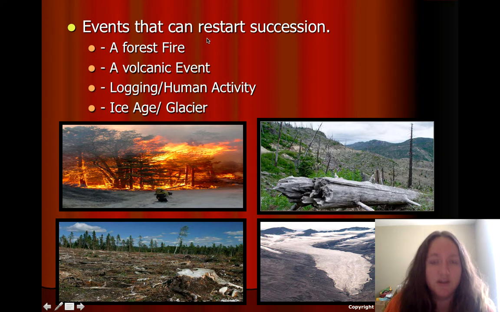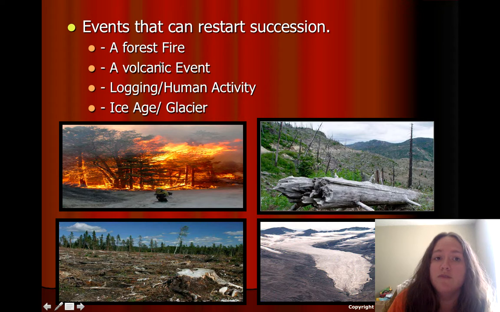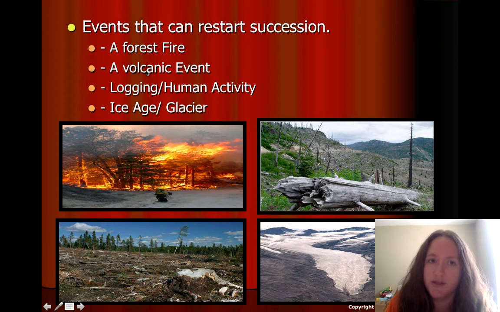succession completely restart, meaning that you're going to go from a forest to having no soil, would be something like a volcanic event. So, a volcanic event would mean that you have to go back through the entire primary succession process. If you have a forest fire, you still have soil, so you're not starting from primary succession. You're starting from what we're going to call secondary succession in just a second.